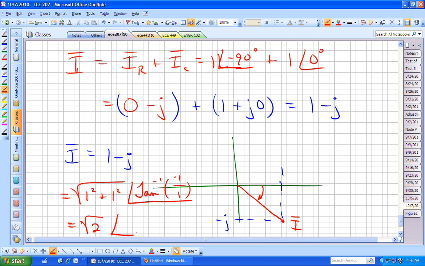What's the angle that has a tangent of -1? Isn't that what this is? This is 45 degrees in the negative direction, and if I have 1s on both sides of my right triangle, its hypotenuse is the square root of 2. That's I. Where are my I sub r's and I sub c's? If I drew those in this complex plane, graphically then, how are my currents related?